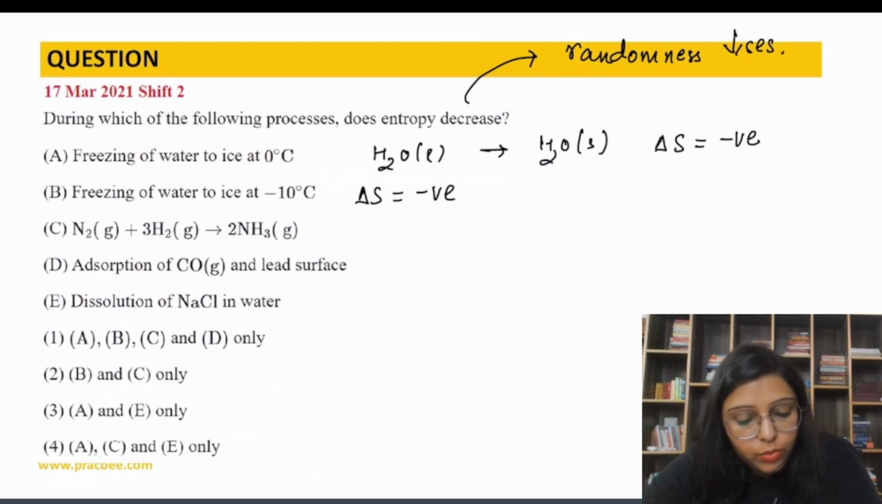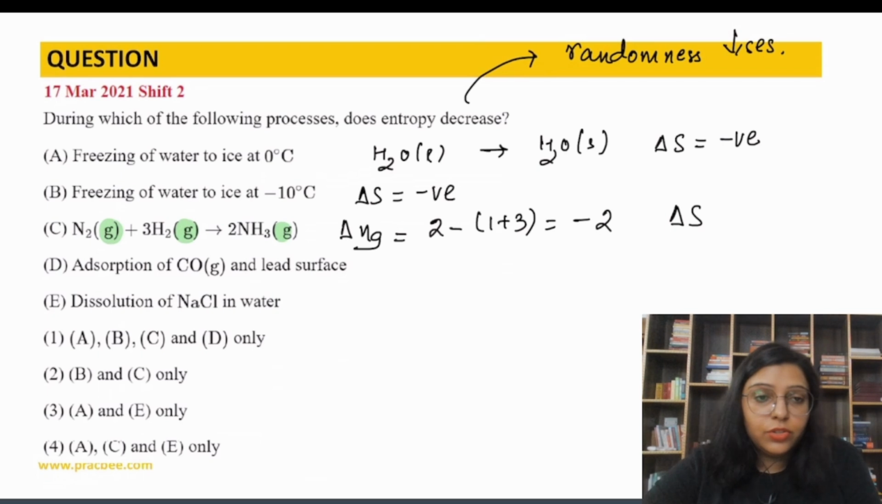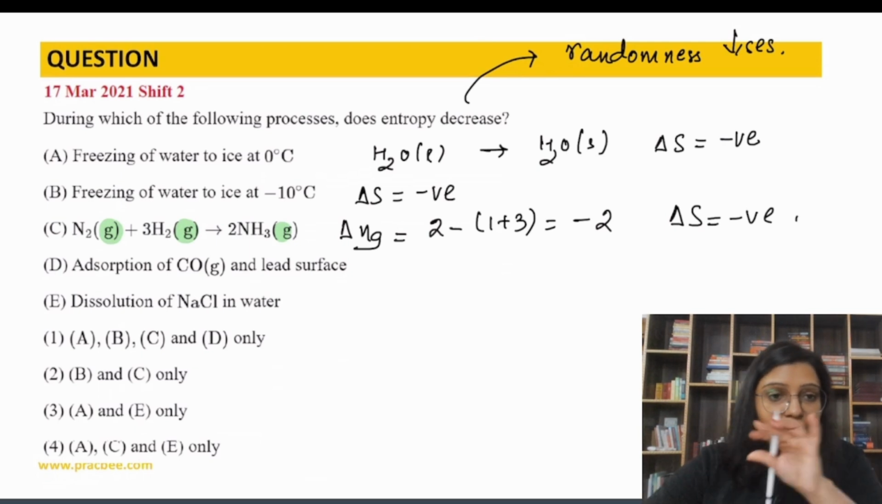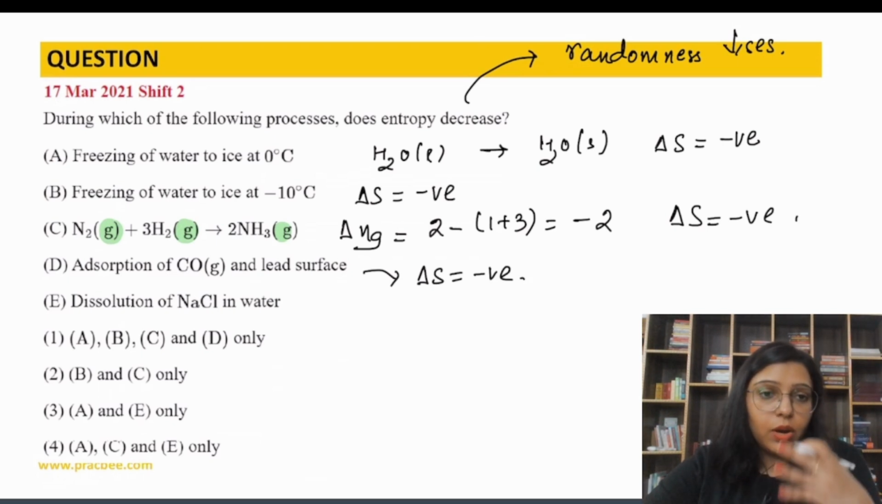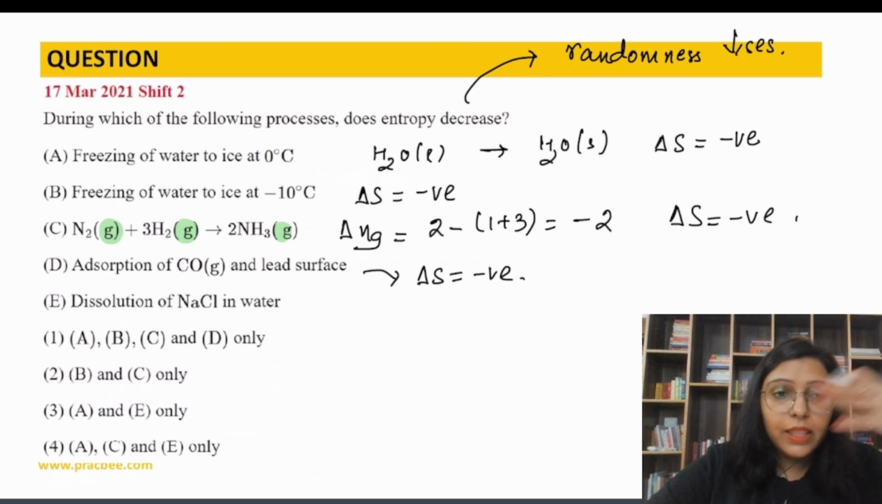Now here, N2 gas plus 3H2 gas gives 2NH3 gas. So here we have to find out delta n g. Delta n g is 2 minus 1 plus 3, which is equal to minus 2. So delta S is negative. Adsorption of CO on a lead surface. It means we have the lead surface and there is adsorption of carbon monoxide gas. So what happens? Entropy decreases, because now the carbon monoxide gas particles cannot move here and there randomly.